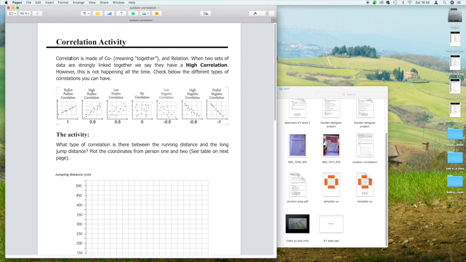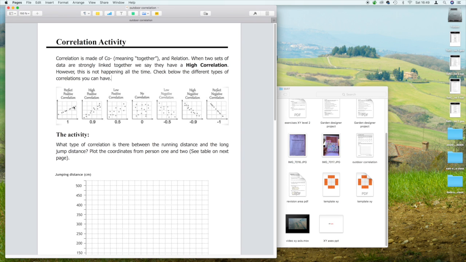Now, correlation activity. Correlation is made up of co, which means together, and relation. When two sets of data are strongly linked together, we say that they have a high correlation. For example, your height versus your weight. Normally, when you increase your height, you will increase your weight. However, this is not happening all the time, because check below the different types of correlation you can have in science or in math.